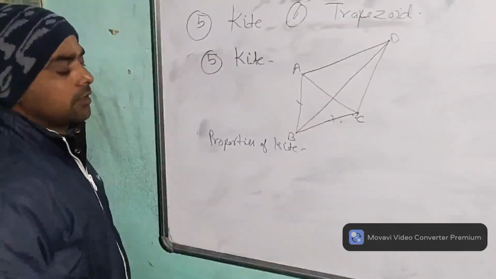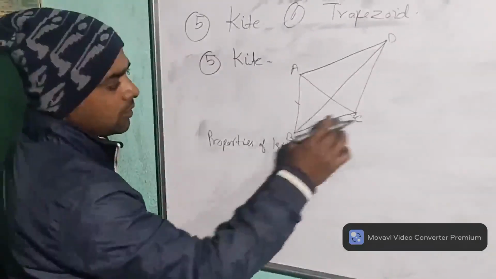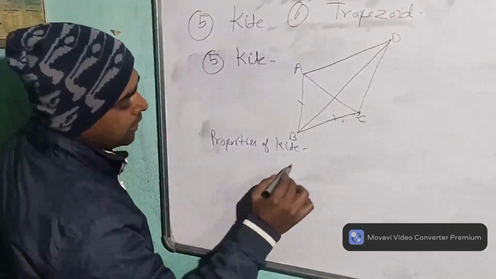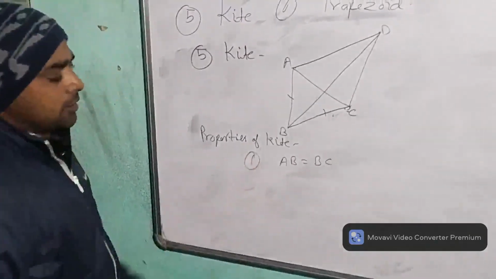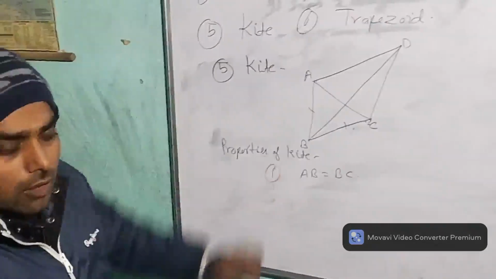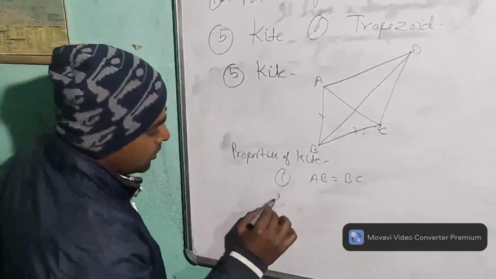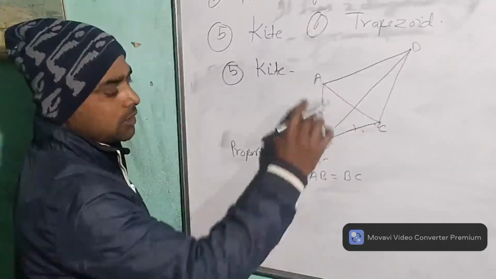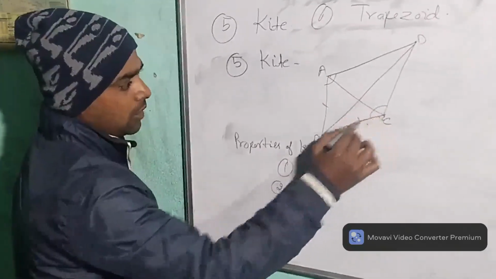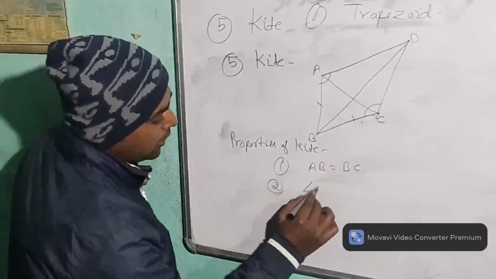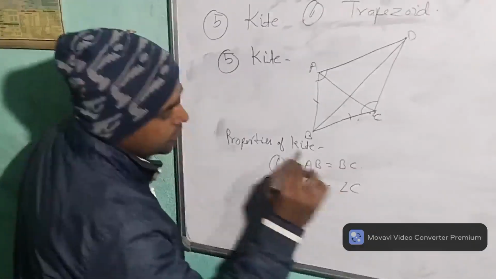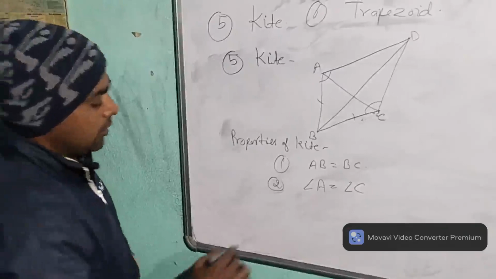First one is adjacent sides are equal. That is AB is equal to BC. Adjacent sides of this and this are equal. And if sides are equal, then the opposite angles of the sides are also equal. That is, angle A is equal to angle C.